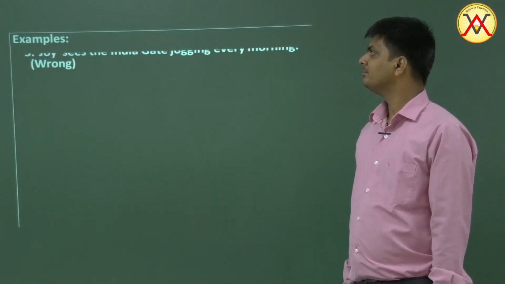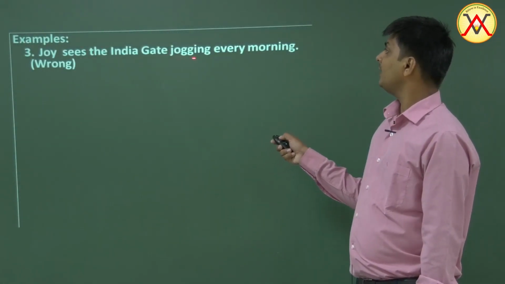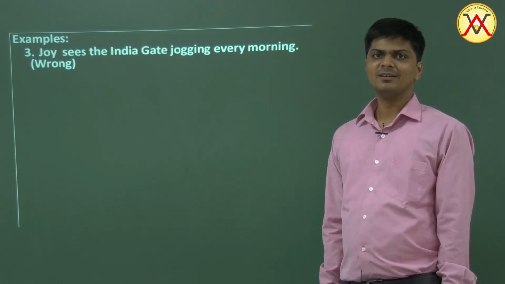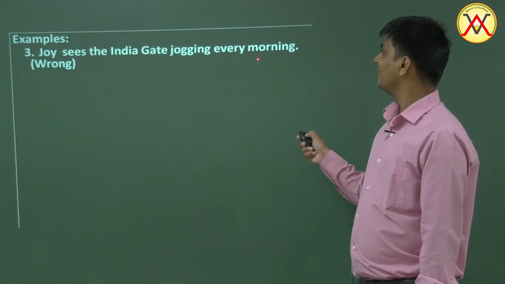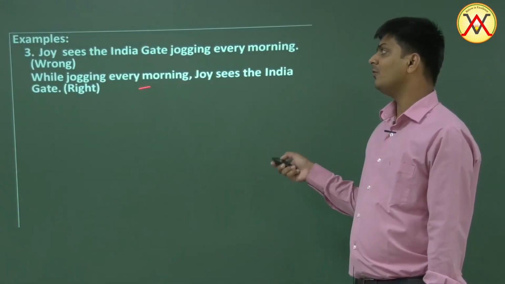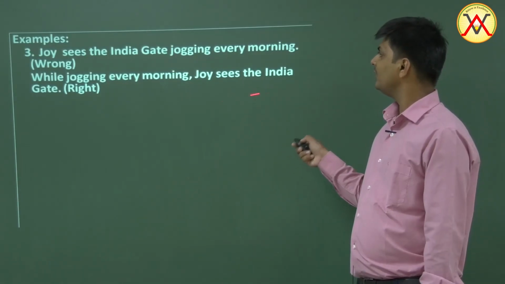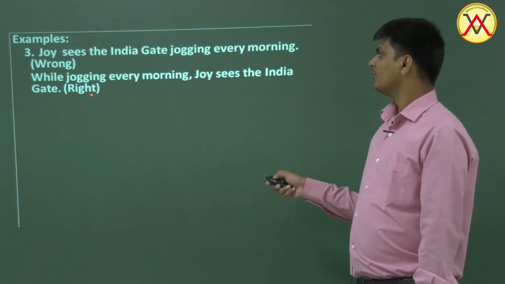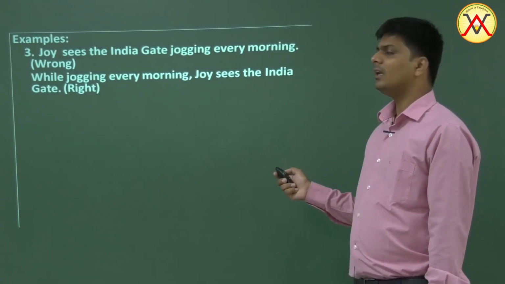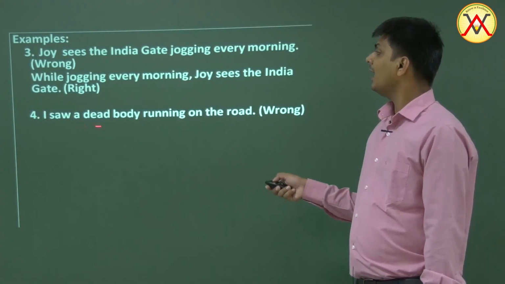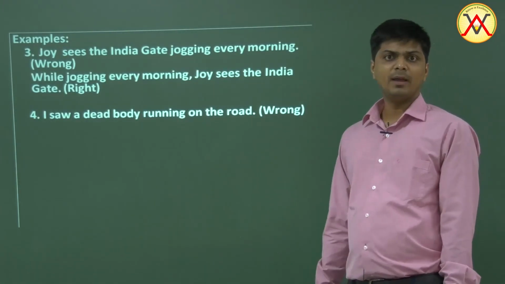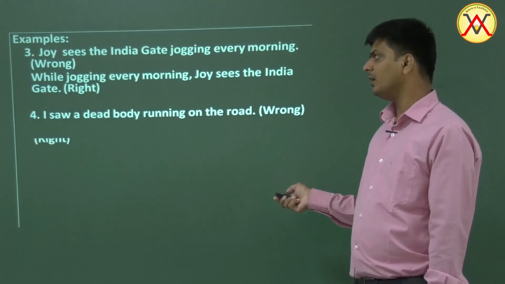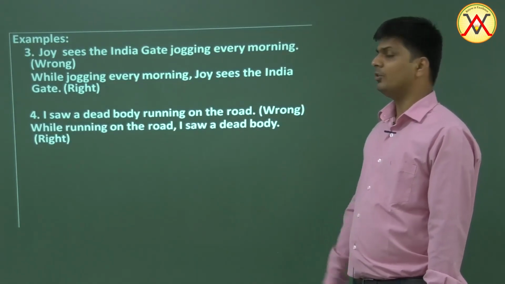Another example, Joy sees the India Gate jogging every morning. That's funny. India Gate cannot jog. It is wrong. What should be the right one? While jogging every morning, Joy sees the India Gate. It's Joy who does the jogging. The next one, I saw a dead body running on the road. Well, can a dead body run? It cannot, obviously, so it should be, while running on the road, I saw a dead body.